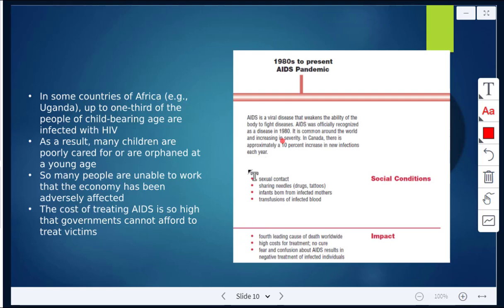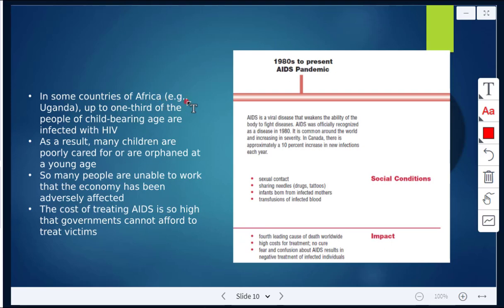Social conditions: sexual contact, sharing needles, for example, for drugs or tattoos, infants that are born from infected mothers, or transfusions of infected blood. The impact: it's the fourth leading cause of death worldwide. There's high costs for treatment, there's no cure, and there's a lot of fear and confusion about AIDS, which results in negative treatment of infected individuals.